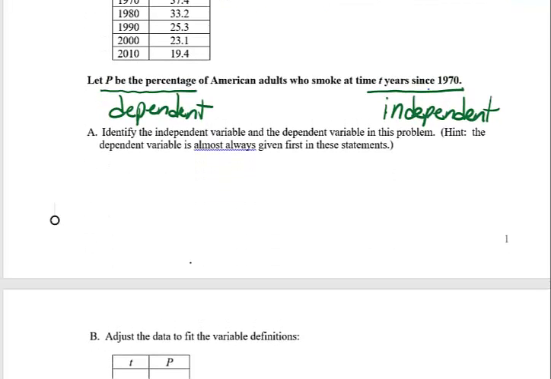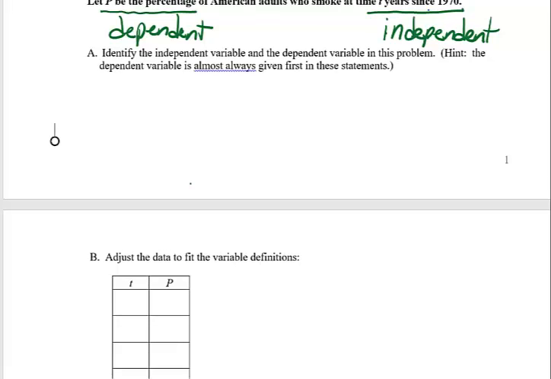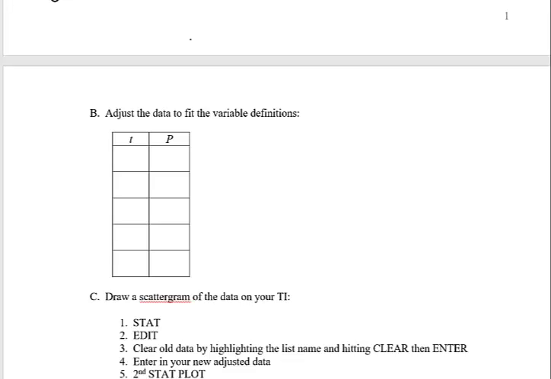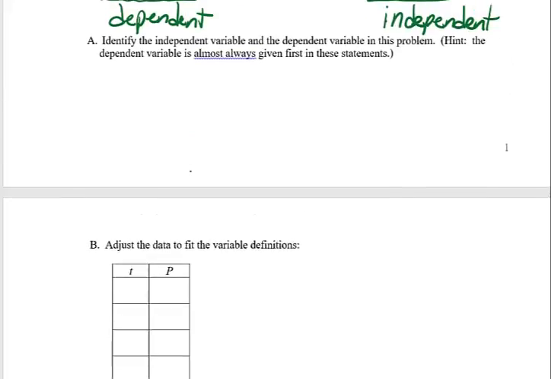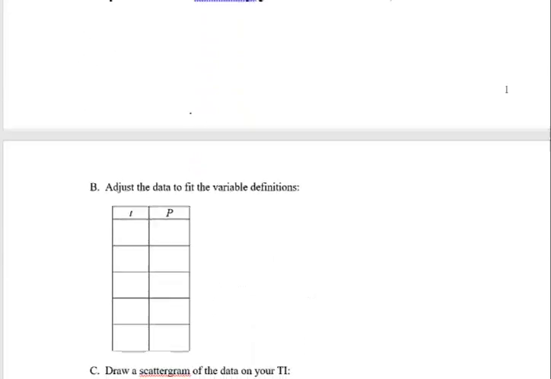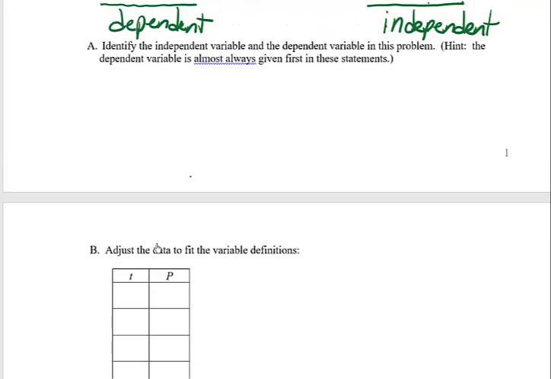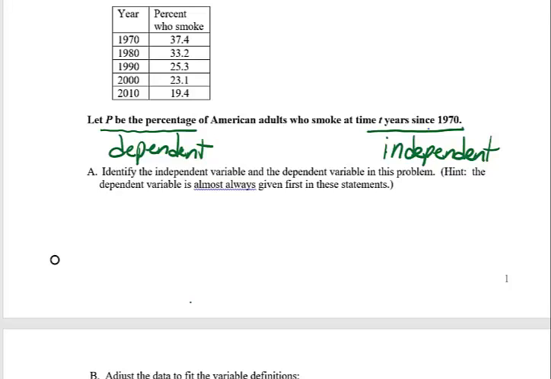All right, moving down to the next part, the next thing we're supposed to do is adjust the data that we had to fit with these variable definitions. This is very common in these kinds of problems. Sometimes the numbers in the original table don't match the variables. For example, in this first blank, I am not going to write 1970 because T doesn't stand for the year. T, as we saw earlier, stands for the number of years that it's been since 1970.